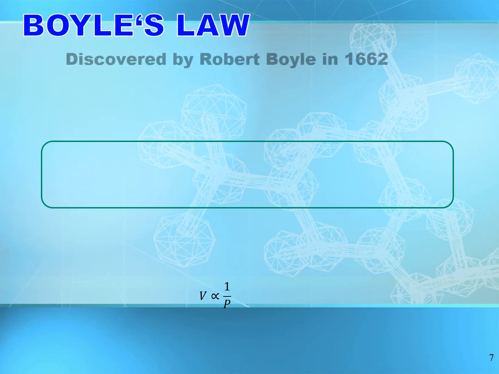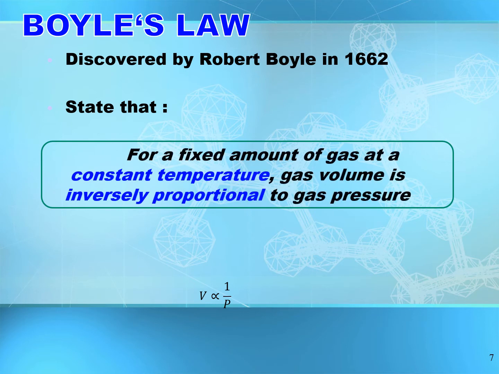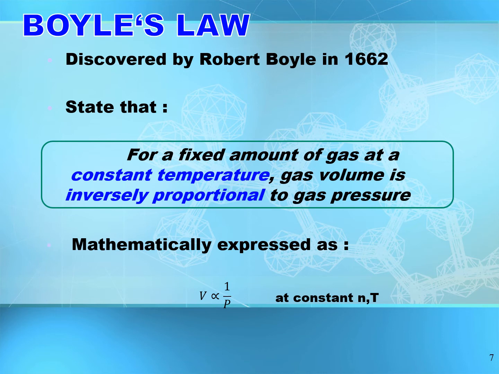The first law of gases that we're going to study is Boyle's law. It was discovered by Robert Boyle in 1662. It states that for a fixed amount of gas at a constant temperature, gas volume is inversely proportional to the gas pressure. Mathematically, it's expressed as volume inversely proportional to the pressure at constant number of moles and absolute temperature.